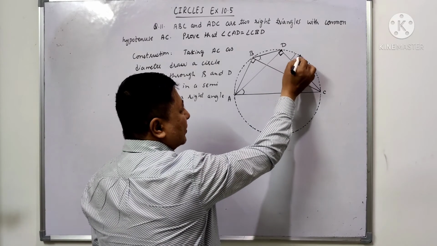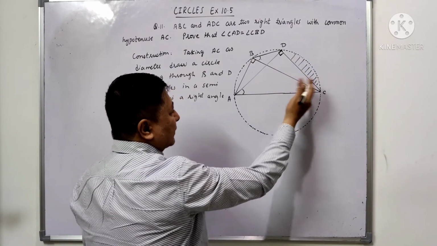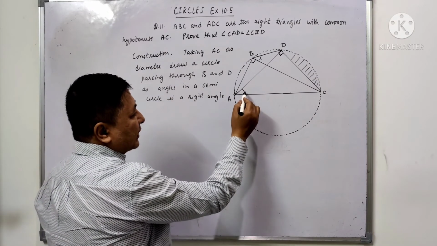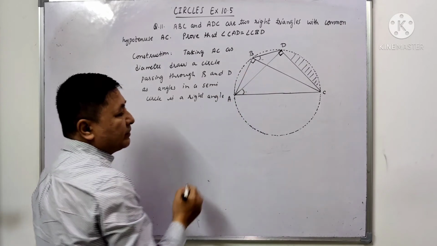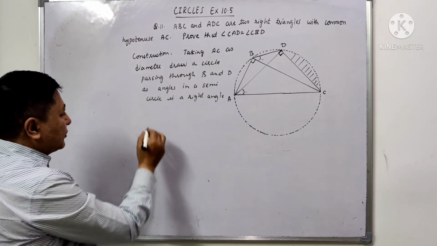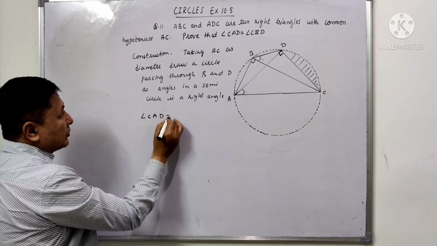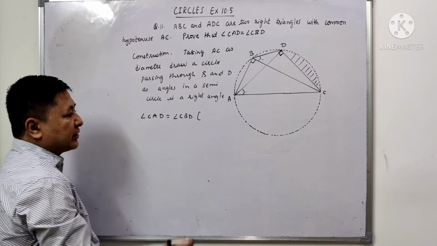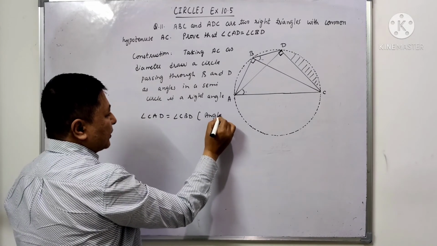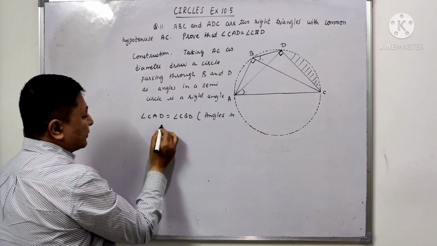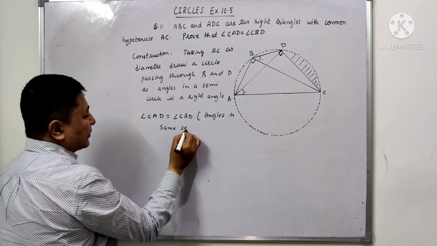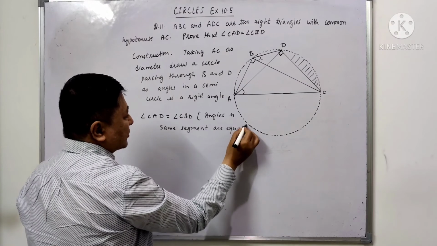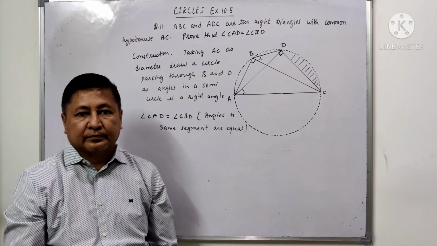Now this is one segment and the remaining is the other major segment, and in the major segment we will find that angle CAD and angle CBD are on the same segment. So angle CAD will be equal to angle CBD, and the reason is angles in the same segment are equal. This is what we have to prove in this question.